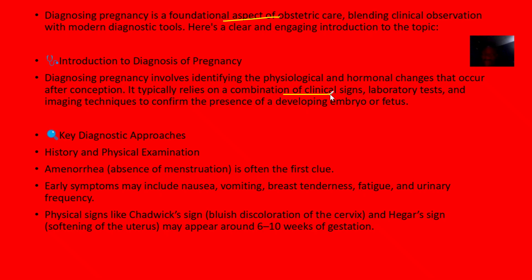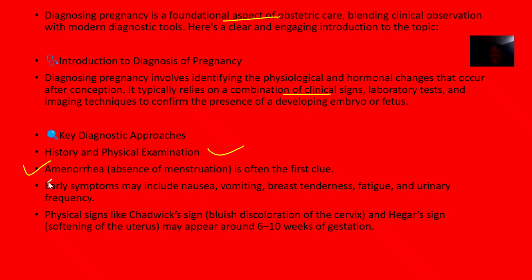So, key diagnostic approaches. First of all, you ask the woman, when last did you see your menstruation? That's the first question. You want to detect that maybe she has missed her period. Of course, that should be the first thing that will point you to start suspecting that the woman is pregnant. It could also help you calculate the gestation, like the expected delivery date.